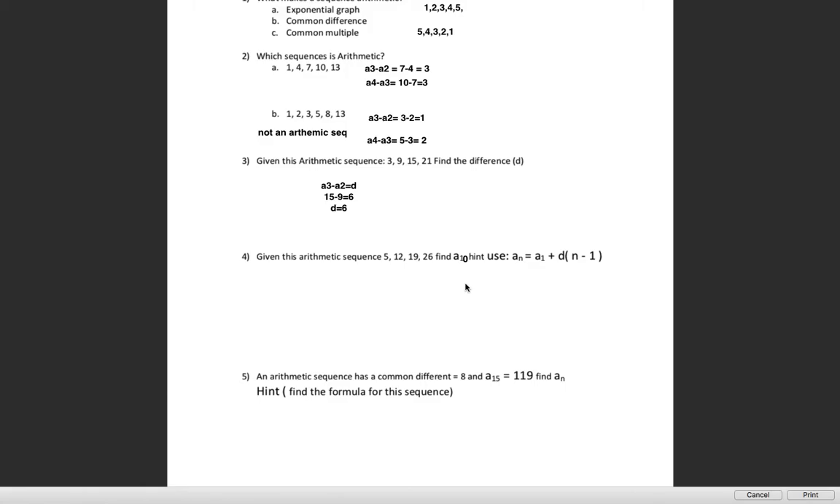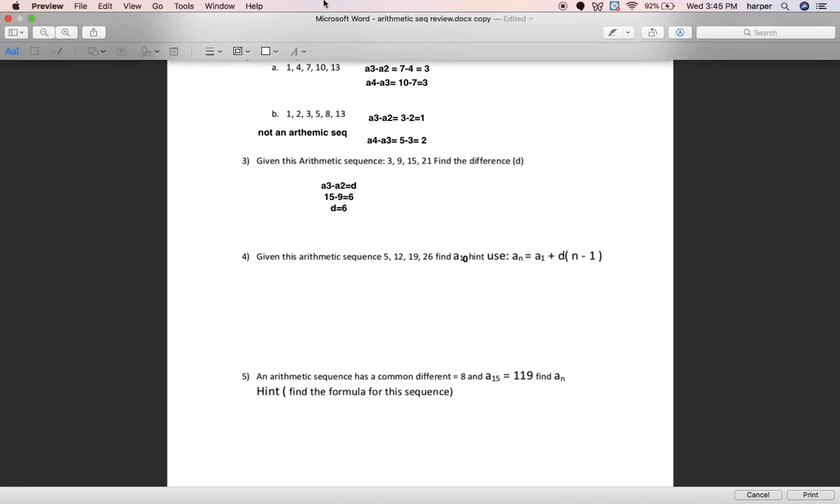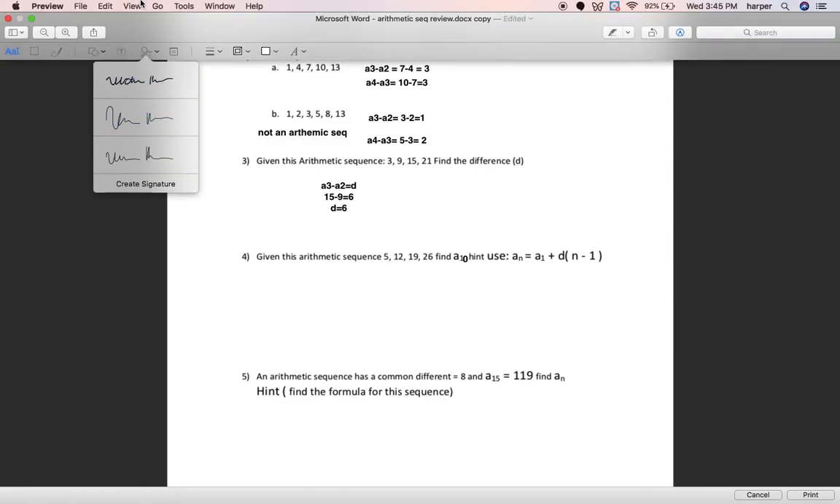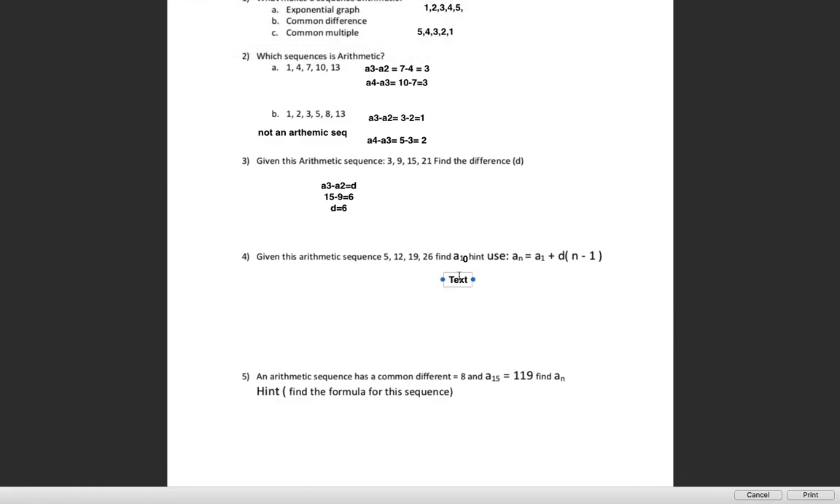Oh no, I messed up. That's okay. So hint, remember this awesome formula I said we were going to use really lots. Let's use it. Always, even though we see it right there, always write your formula down. A1 plus D times n minus 1. Okay, so there's our nifty formula.